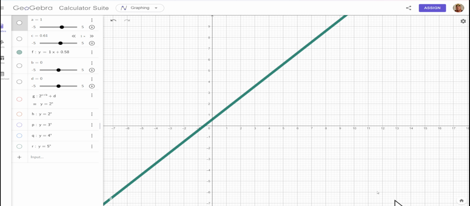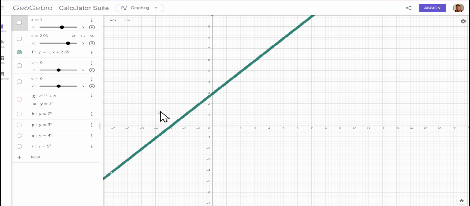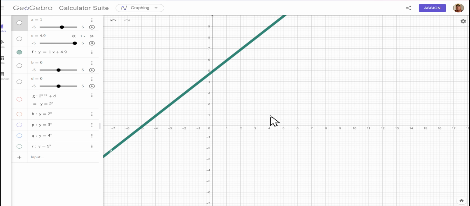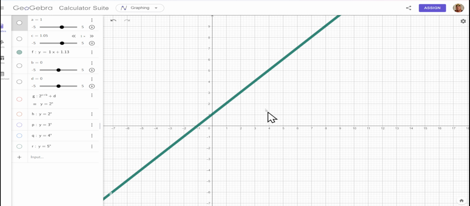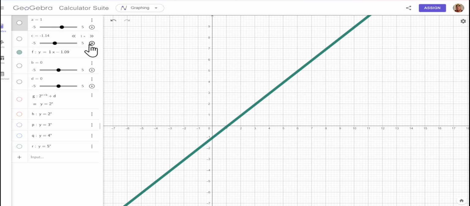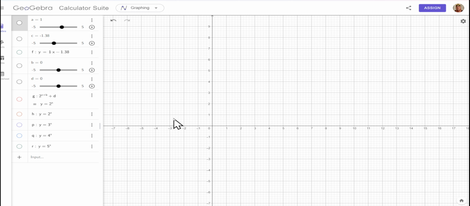Whether we're translating it up and down or to the left and the right is kind of the same thing when we're talking about lines. Okay, enough of that. Now let's talk about exponential graphs. These are graphs that look like that. This one is y equals 2 to the power of x.